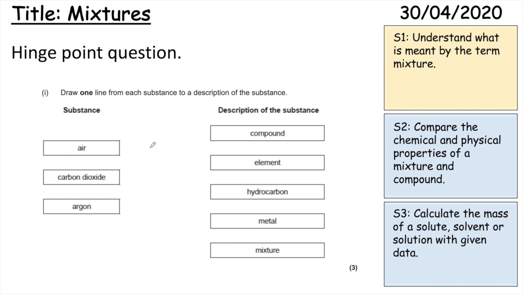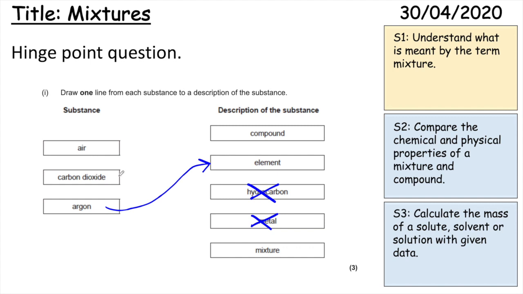Now let's have a go at this question here to see if we're getting the hang of it. We've got 3 different substances and 5 different descriptions, so we need to link them to the correct one. Let's start off with one of the easier ones. Air's a bit tricky, carbon dioxide is sort of in the middle, but argon is the easiest one. Argon can be found on the periodic table, so we know that that must be an element. Now we're left with air and carbon dioxide. Well, another tip is to get rid of any keyword you've not heard of yet. We've talked about compounds, so we'll leave that one there. We haven't discussed hydrocarbons, so let's get rid of that one. And we haven't discussed metals yet, so let's get rid of that one. Now you've got 2 choices left.